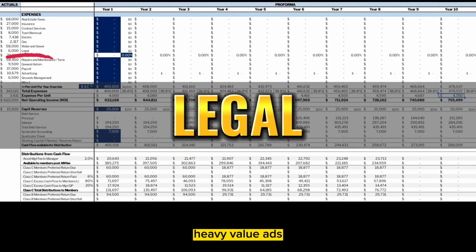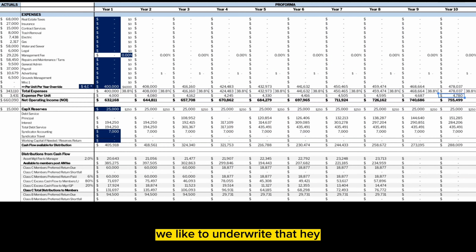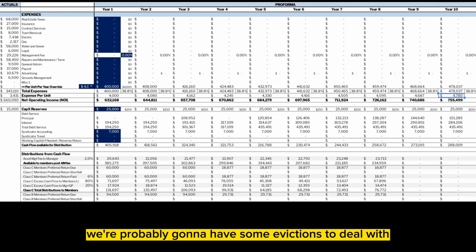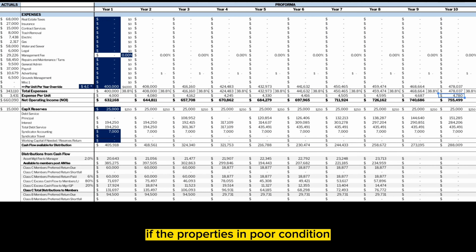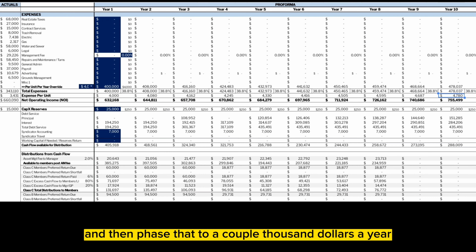Legal, again, on heavy value-adds, we like to underwrite that we're probably going to have some evictions to deal with if the property's in poor condition, units are in poor condition, tenants not paying. So that is definitely an expense that we typically factor a little bit heavier on the upfront takeover, and then phase that down to a couple thousand a year, depending on the size of the property, once stabilized.